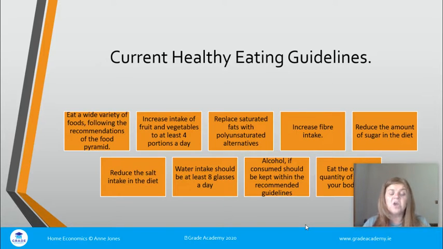Reduce your salt intake. A lot of salt is already added to foods that we eat, so therefore we don't really need to add it to our own foods. Water is vital. Drink at least 8 glasses of water a day. If you can do 2 liters of water a day, it's fantastic because it means your digestive system is going to be working, your skin will be a lot clearer, and it will basically help to flush out any toxins that might be there in your body. Alcohol, when you're older, if consumed, should be kept within the recommended guidelines. And eat the correct quantity of food for your body. We don't all need to eat the same amount of food because we all have very different body types.